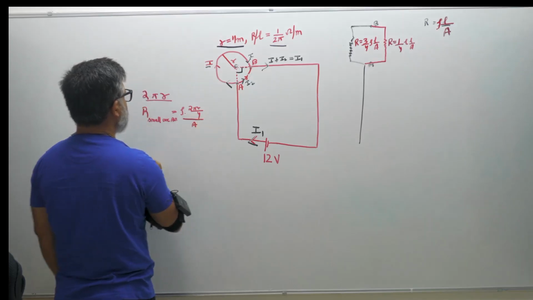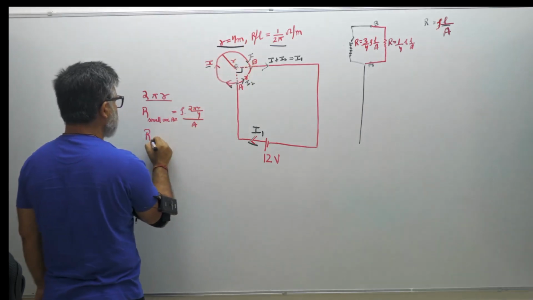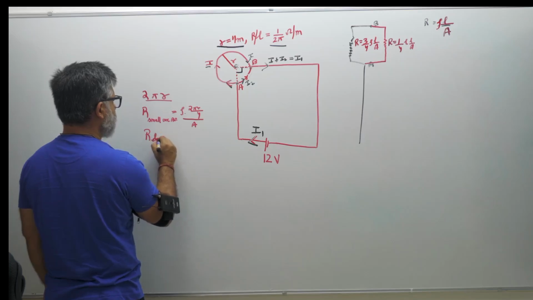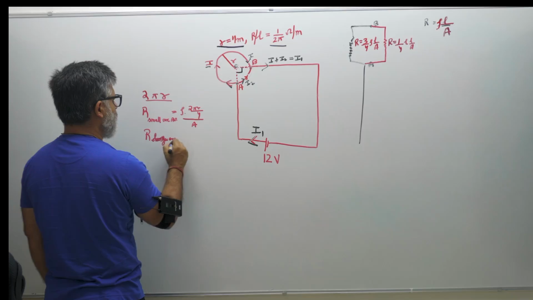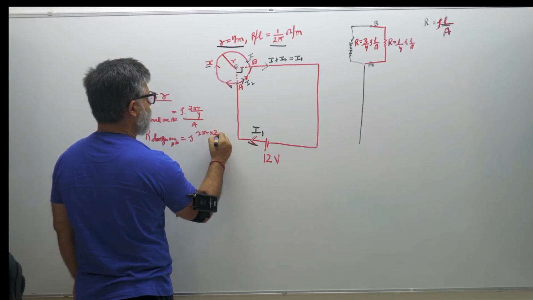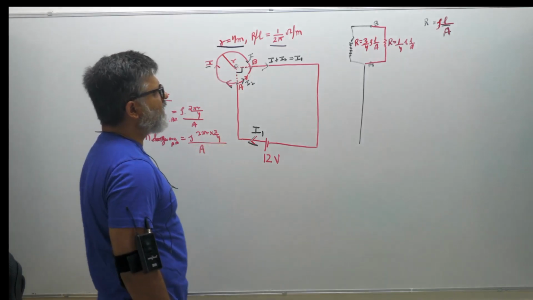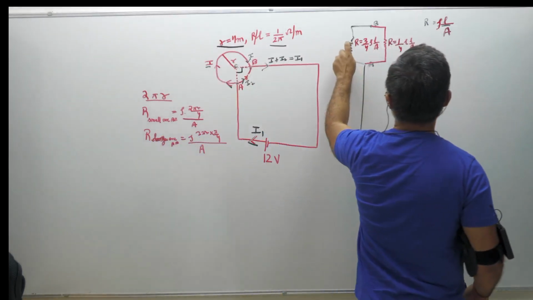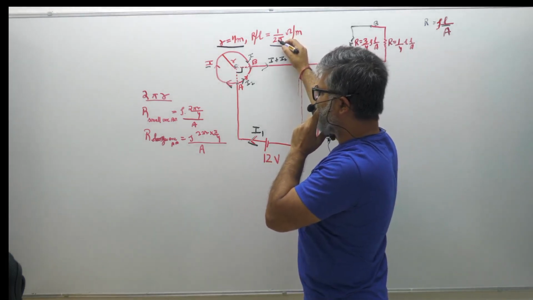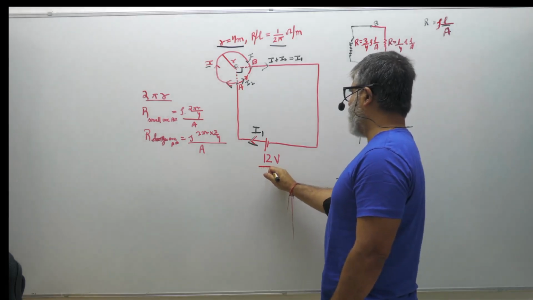The resistance of the bigger arc, the rest of the 270 degrees, I will write as larger arc AB equals rho into 2 pi r into 3 by 4, divided by A, because the length is 3/4 of the circumference. This is the way it appears. So the ratio of the resistances here is 3:1. And we know the resistance per unit length. Now we have to calculate the total current, and we know the battery is 12 volts.